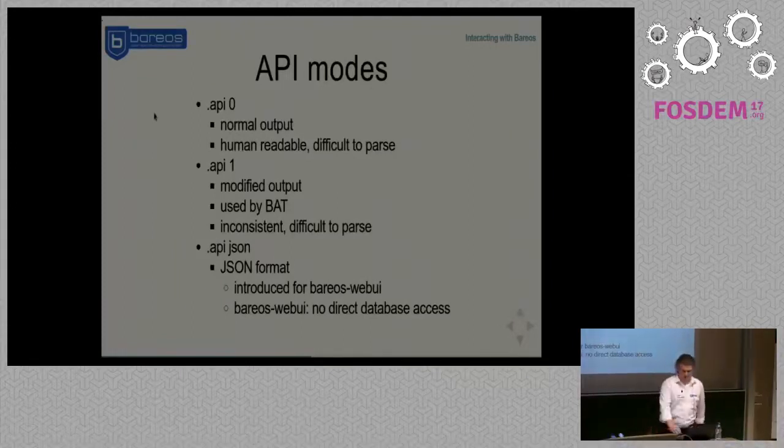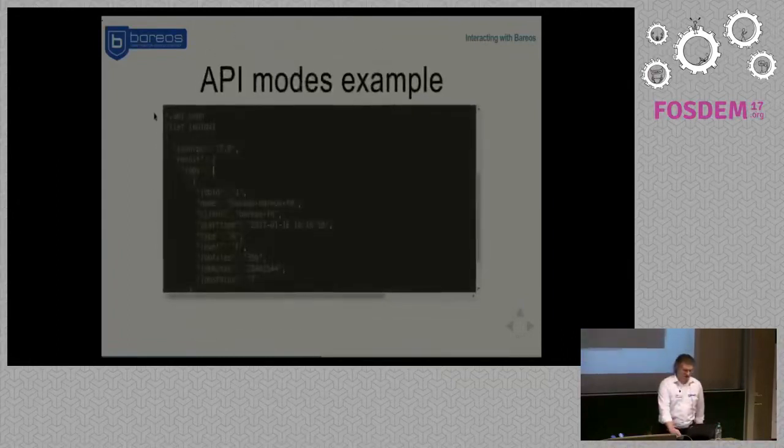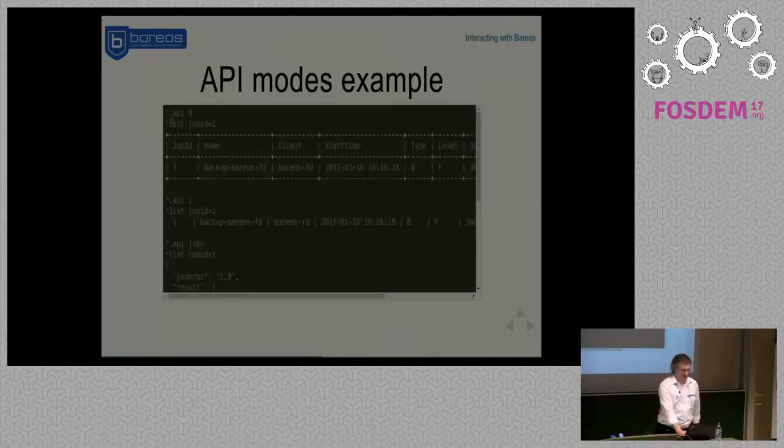So, as an example, maybe I start on top. In API mode 0, a list jobs command, you're getting this table nicely formatted with the information in there. With API mode 1, the decoration is stripped, the first bar is stripped, and I'm not sure what else has changed, but unfortunately this is not really consistent between the different commands.